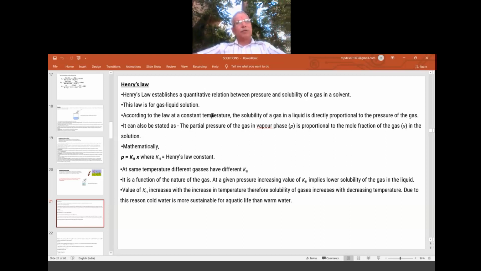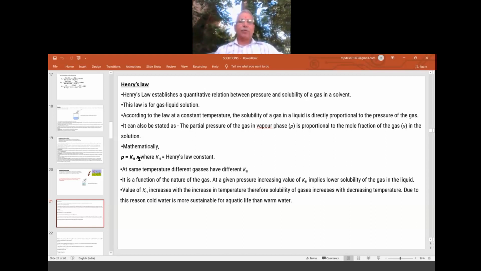The same principle we use in day-to-day life in making soft drinks. Mathematically, P equal to KH into X, or P is proportional to X, where X is the mole fraction. Normally solubility is expressed in terms of mole fraction. What is mole fraction? The number of moles of the gas in that liquid solution. More the pressure, more is the gas, so more is the mole fraction of the gas. So pressure is directly proportional to the mole fraction x.